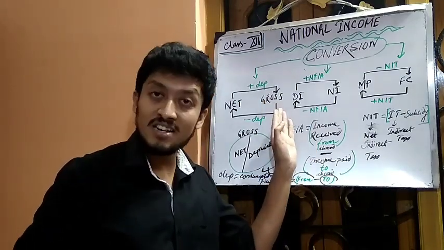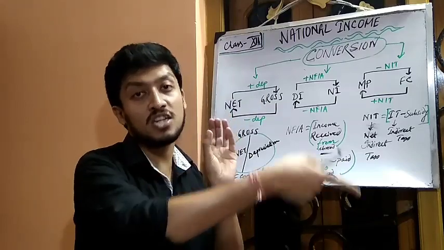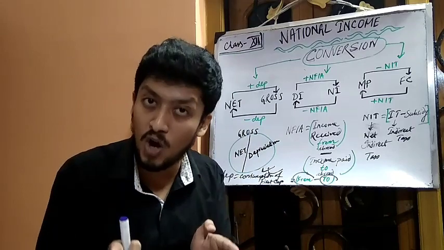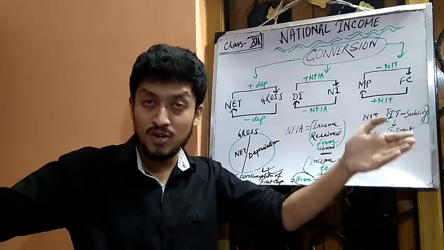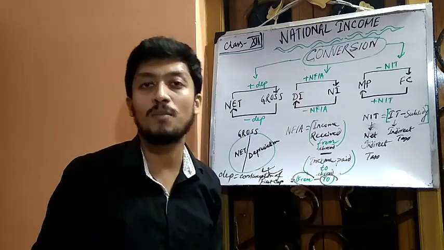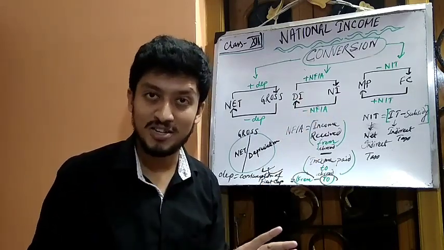So from domestic income, which is a smaller concept, if you go to the national income, you just need to add something, that is net factor income earned from abroad. And from a national concept, when you go to the domestic concept, you just need to subtract net factor income earned from abroad. I guess my words are clear to you.